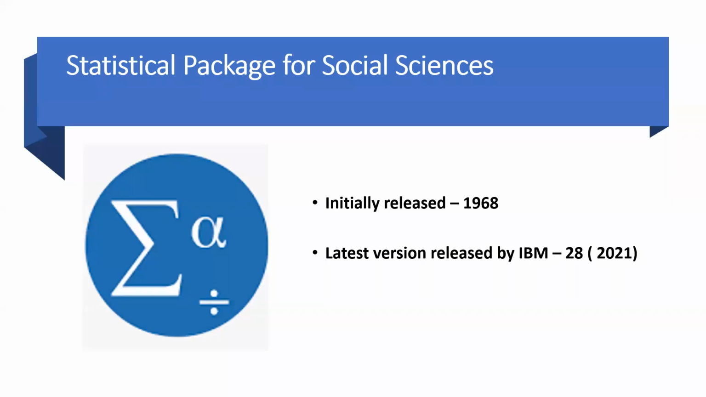Now, a short description about the Statistical Package for Social Sciences, SPSS. It was initially released in 1968, and the latest version is the 28th version, which was released in 2021.